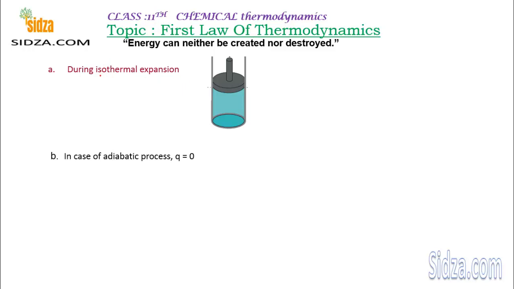Here in this video we will discuss the first law of thermodynamics and the expansion of the gas under different conditions. If the gas expands under the isothermal condition, which means that the temperature remains the same, then the internal energy of the system does not change. The change in internal energy, delta U, will be 0.